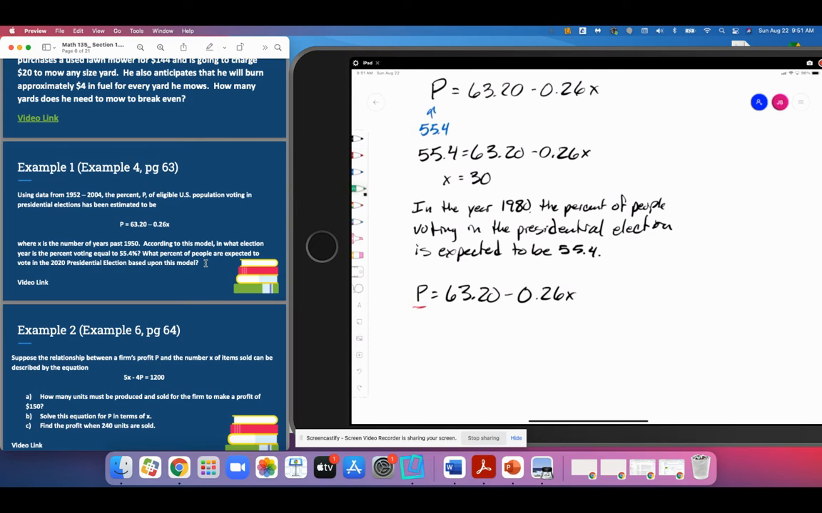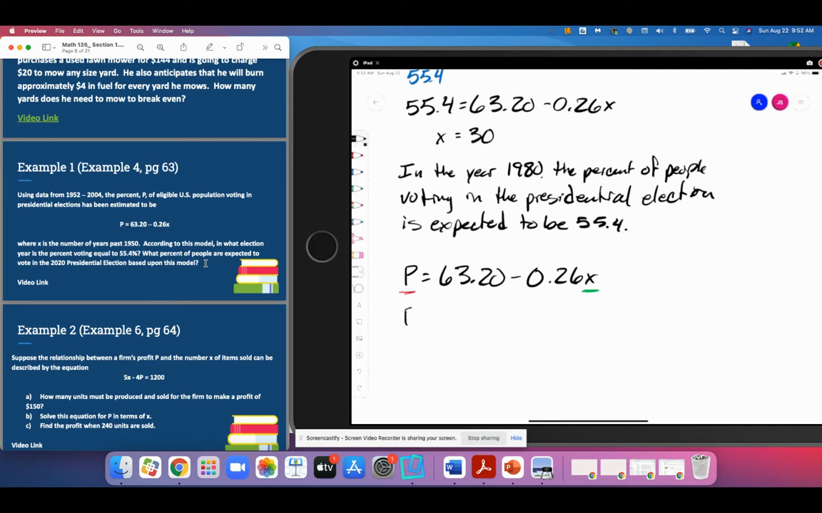In this case, I know the x. I know the number of years that I'm looking for. So I'm going to put in for x the number of years past 1950 to get to 2020, which would be 70 years. We are going to end up saying that the percent of voters voting in the election would be 63.20 minus 0.26 times 70. Again, because 70 years after 1950 is when the year 2020 happens.